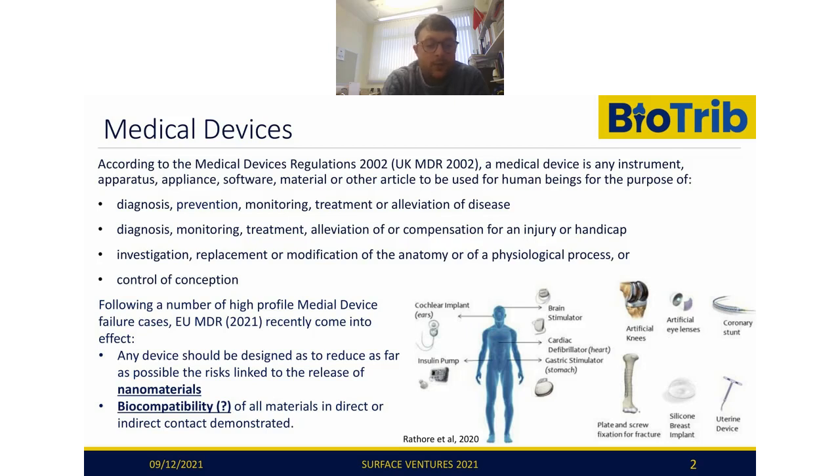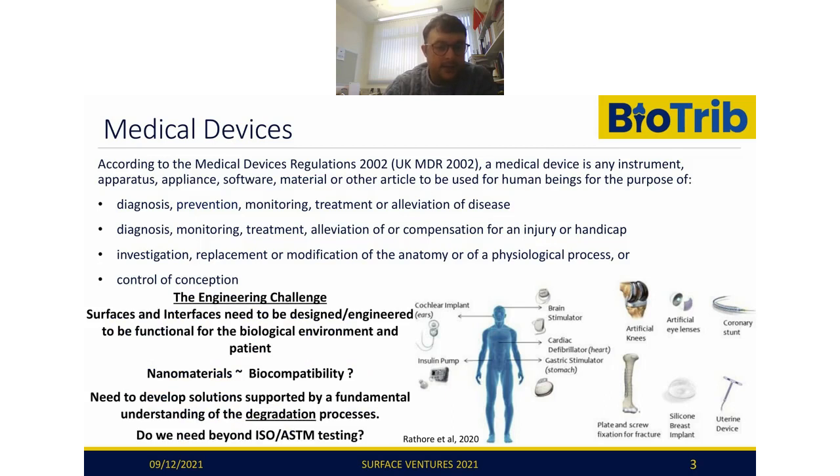And so when you're developing these devices, you need to be thinking holistically about how these materials are going to be used, what their intended application is and what their operating environment is, and the importance of considering the human body really as a system. But regardless of all of this, the thing that unites all of these devices, whether it is a pacemaker, a knee joint or a hip joint, is that their surfaces and their interfaces need to be designed or engineered to be functional with the biological environment.